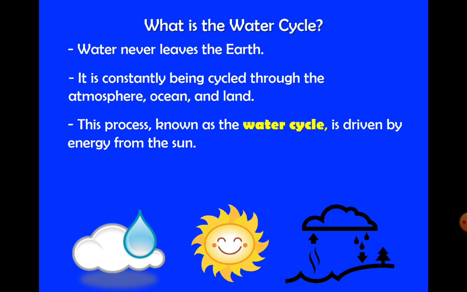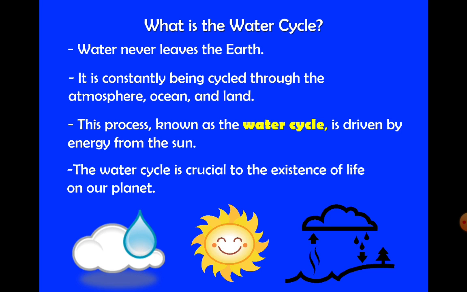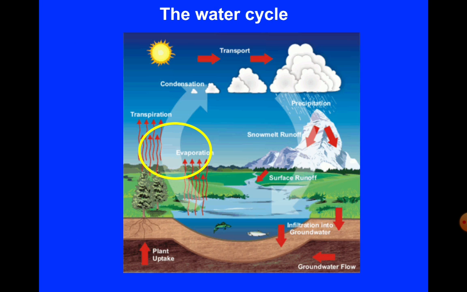Think about hydroelectric plants. How does the water get there? The water cycle is crucial to the existence of life on our planet. Think about rain, clouds. Here we see a complete picture, and you need to understand what is actually happening here. We will discuss different parts of the water cycle, but you more or less will get the idea. Let's start with the first part.